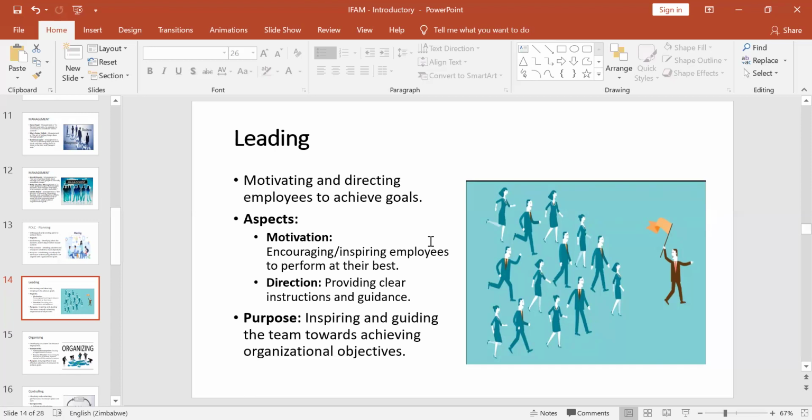So the second function is leading. Now, when you are leading, you are motivating, you are directing the employees to achieve particular goals.